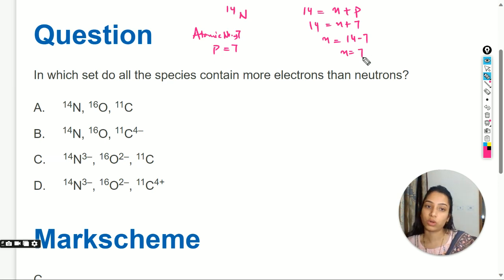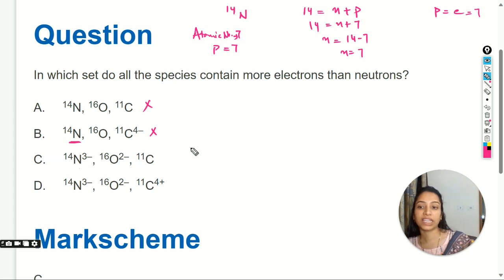So number of neutrons are equal to 7 and here no charge is written in this nuclear symbol, which means number of protons are equal to number of electrons and number of protons are equal to 7. So number of electrons are 7 and number of neutrons are also 7, which means number of electrons and neutrons are equal. So we have to find the option in which all the species contain more electrons than neutrons. So this is the wrong option. And this B option also contains 14N, which means this is also the wrong option.